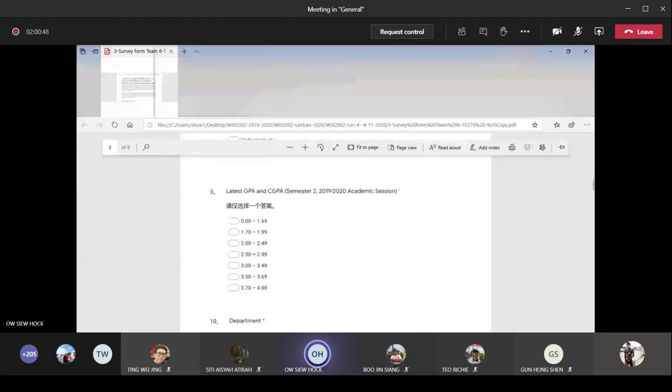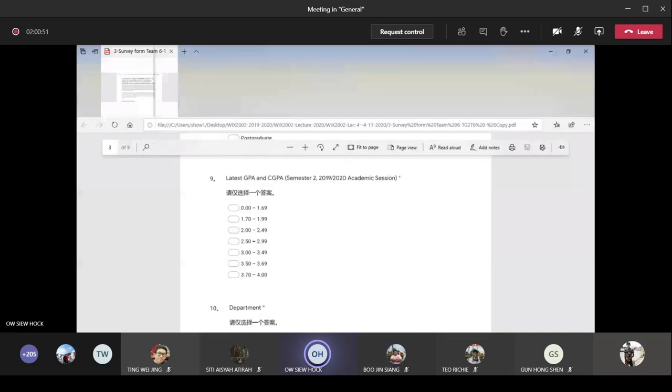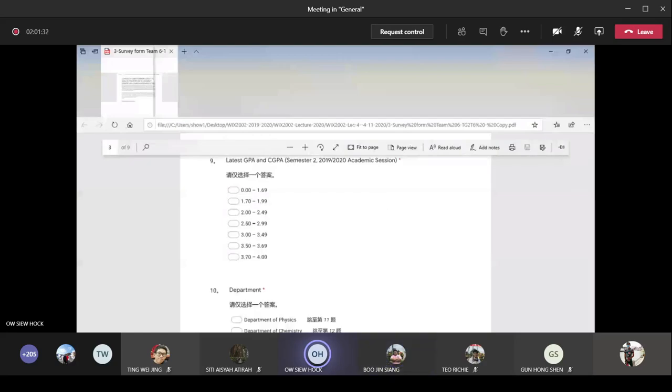Come to this one. You put the latest GPA and CGPA, semester 2, 2019/2020 academic session. Now, GPA and CGPA may not be the same, right? If you provide one set, then it should be GPA, unless GPA and CGPA are the same. But it could be different, right? So you should put one heading here for GPA, and another set here for CGPA, with its own values. You understand? Okay? So you start to see what mistakes you made before you send out. Because if people get two sets of different values, they don't know how to fill in, you see?